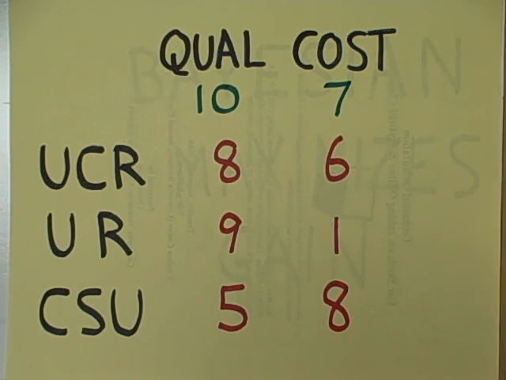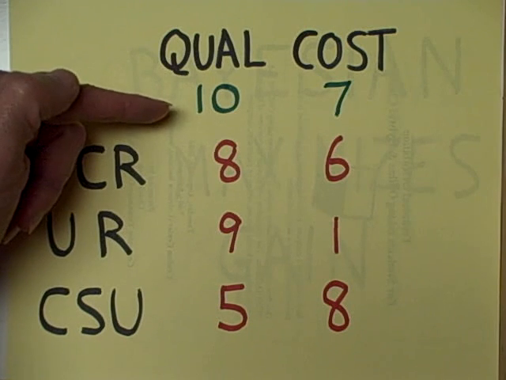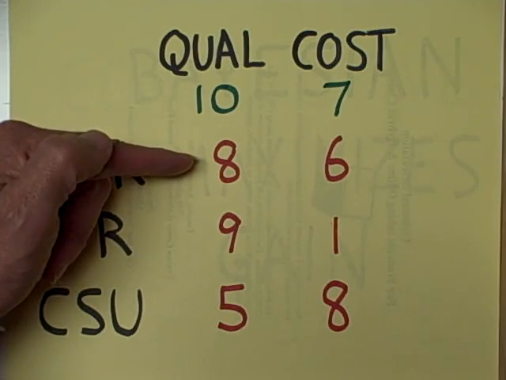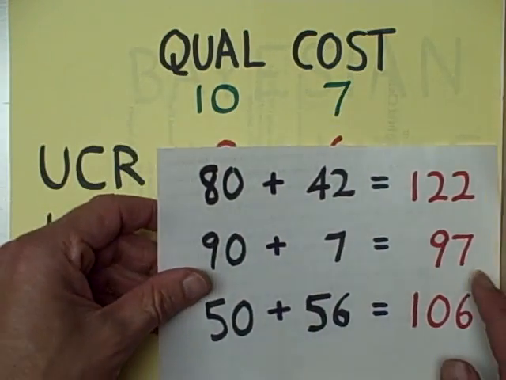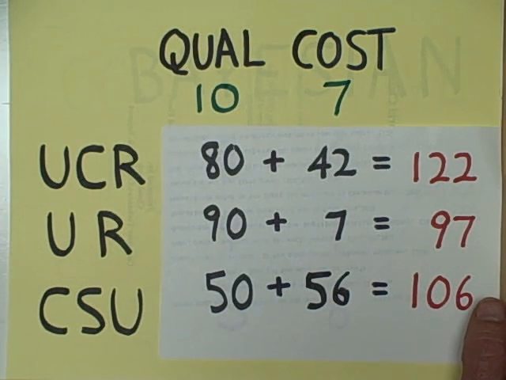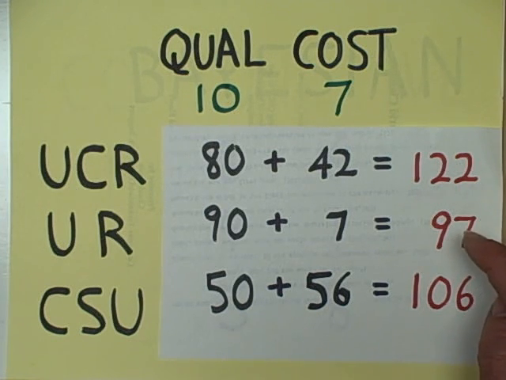What the Bayesian approach does is it multiplies these numbers. The 10 that we have for the weight of our criterion times the 8, which is the score of our alternative on that particular criterion. And so if we do the multiplication, this is what we end up with. And then we add the scores of each particular alternative. So University of California, Riverside will get 80 points for quality, 42 for cost, for a total of 122. University of Redlands 97, Cal State 106.